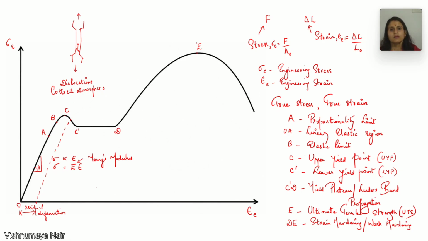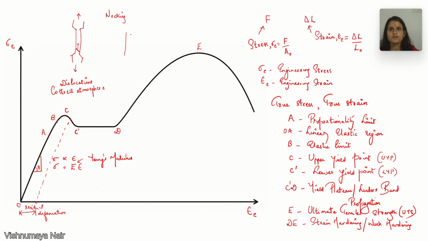Okay. Now we have reached the UTS, the ultimate tensile strength. This is the maximum value of engineering stress reached by the specimen, and this corresponds to the maximum force response measured during the tension test. Now at UTS, necking begins. Necking begins. So what is this necking?